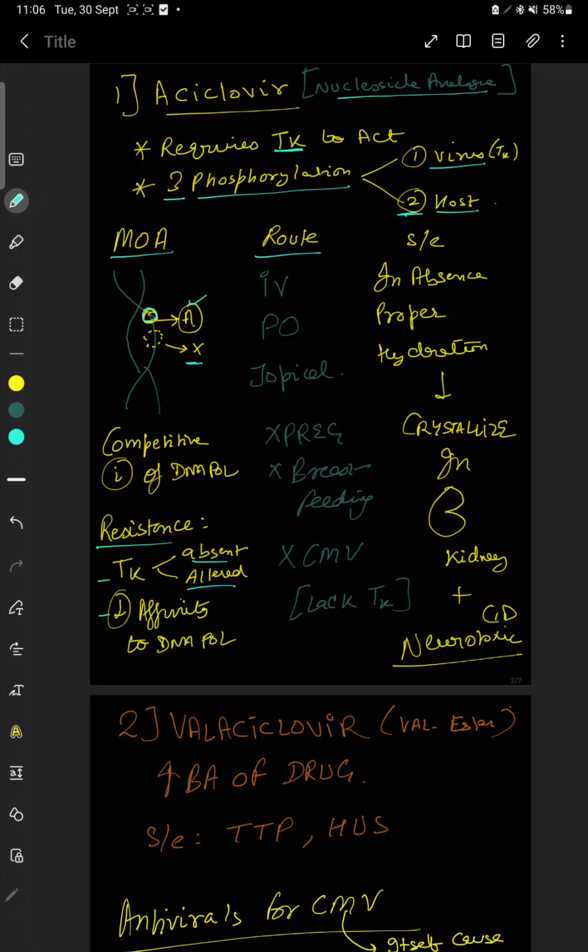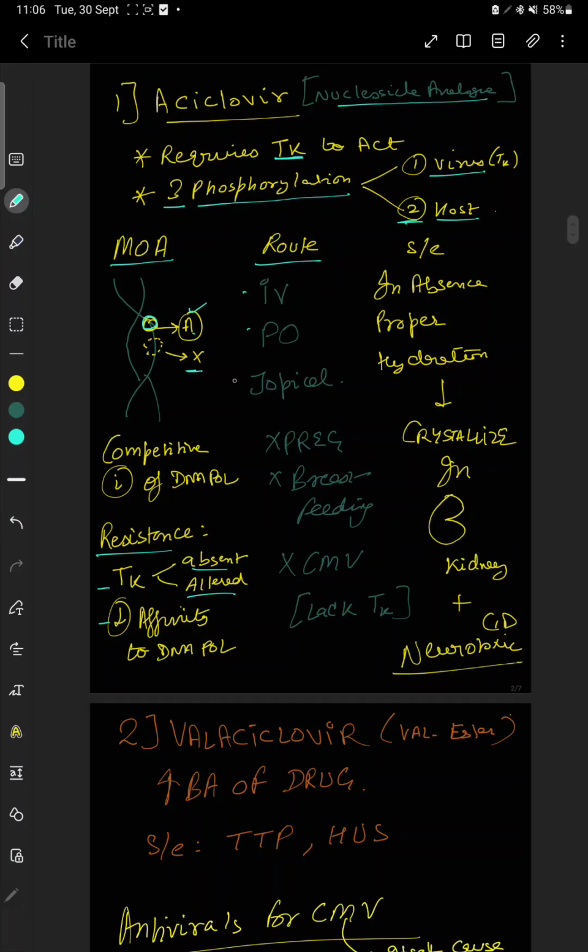So what is the route? The route is IV, peroral or topical. We can't use this drug in pregnancy, nor in breastfeeding, nor in CMV cases. Why? Because CMV lacks thymidine kinase. That's why acyclovir won't work on patients having CMV infections, even though it might show in vitro sensitivity, it still won't work. The side effects are that, in the absence of proper hydration, acyclovir can crystallize in the kidney. Plus there can be neurotoxicity also.